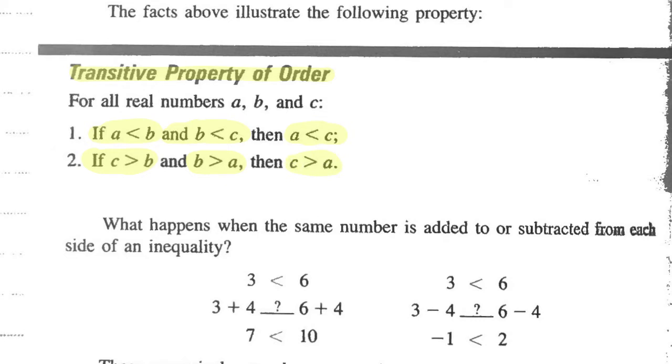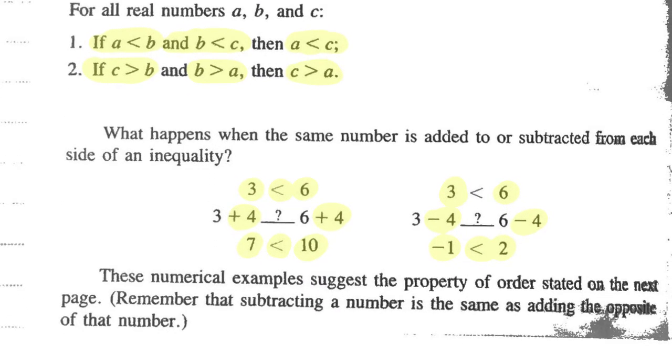So what happens when the same number is added or subtracted from each side of an inequality? If I have 3 is less than 6, and I add 4, what I do to one side, I do to the other, notice 7 is still less than 10. And the same thing with subtraction. If I subtract -4 from each side, I still have -1 is less than 2. These numerical examples suggest the property of order stated on the next page.